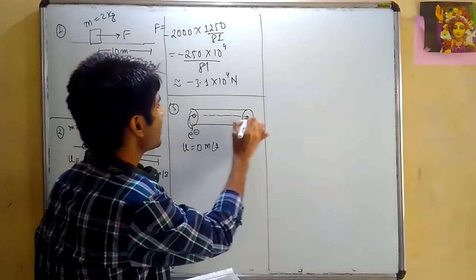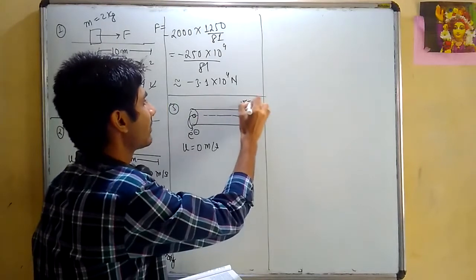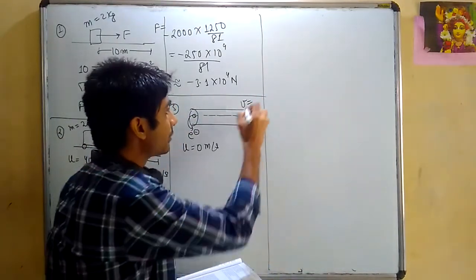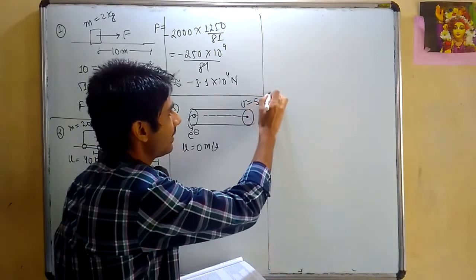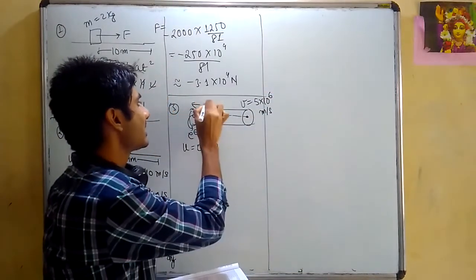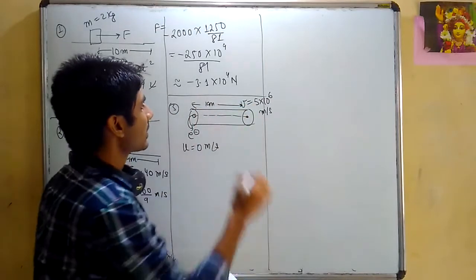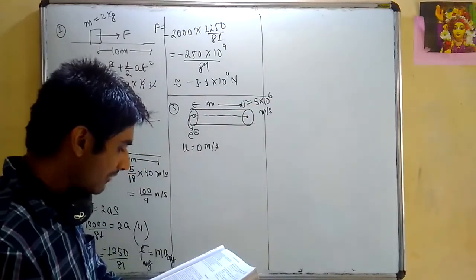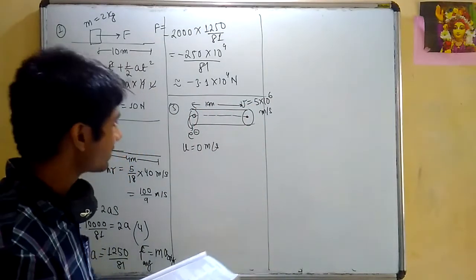Assuming straight line motion means it moves in a straight line, and here the final velocity is given as 5 into 10 to power 6. It is quite high anyway. 5 into 10 to power 6 meter per second, and the distance it has traveled is 1 centimeter. Find the average force or the constant force exerted on the electron.